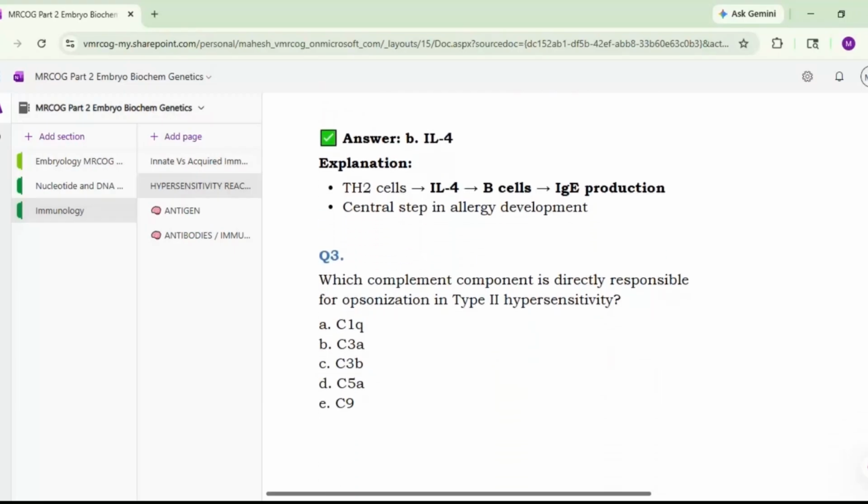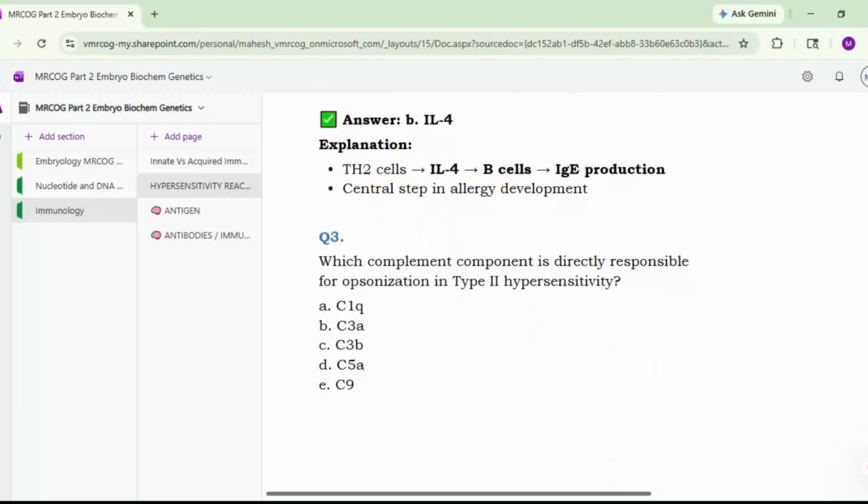Next. Which complement component is directly responsible for opsonization in type 2 hypersensitivity? Option C, C3b.